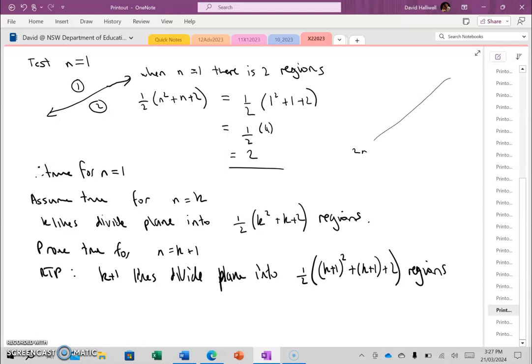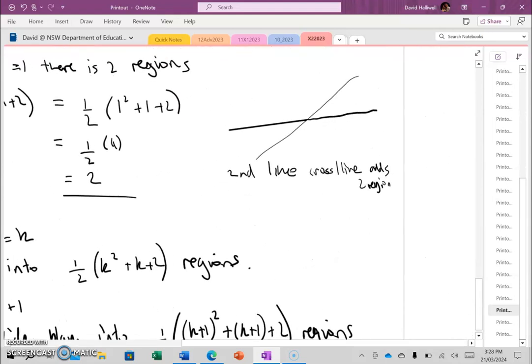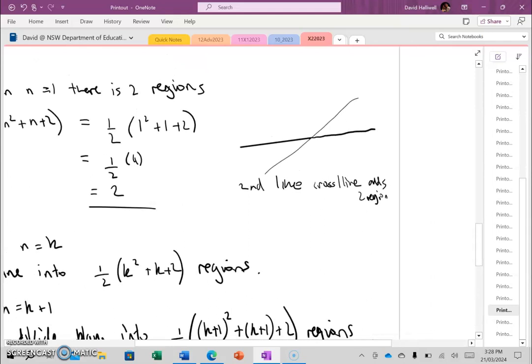Convince yourself that the second line that I draw, I can't draw it parallel. It already introduces 1 extra region, and then on the other side of that intersection, we get another extra region. So the second line crosses 1 line, and the key thing it does is it adds 2 regions. The second line crosses 1 line, adds 2 regions. Let's see if we can form a pattern.